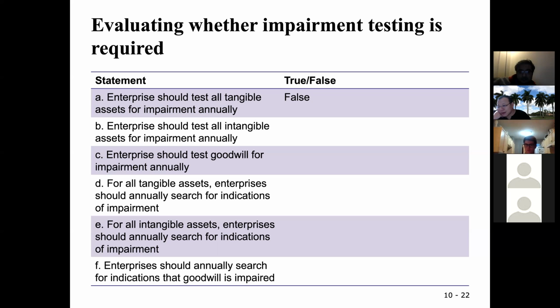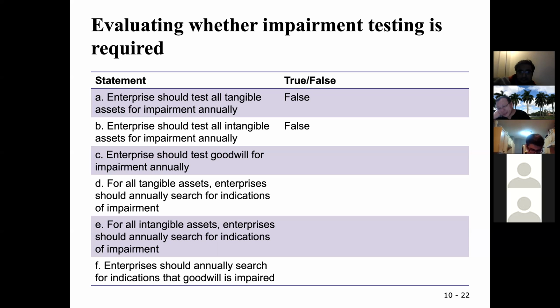An enterprise should test all intangible assets for impairment annually. True. False. Why is it wrong? They have to have an indefinite life, right? Yes, exactly, not all intangibles. For intangibles with finite lives, there's no requirement for annual testing, right? The exception is only for intangible assets with indefinite lives.